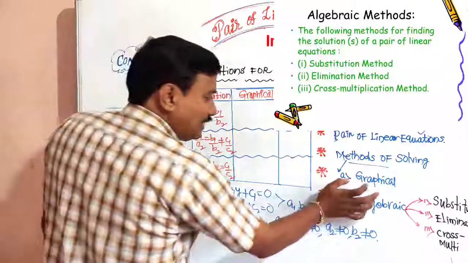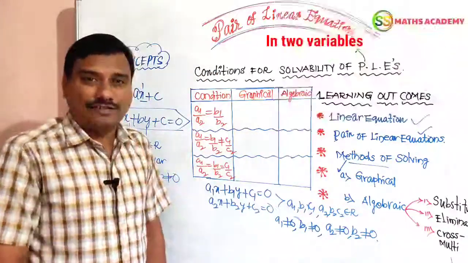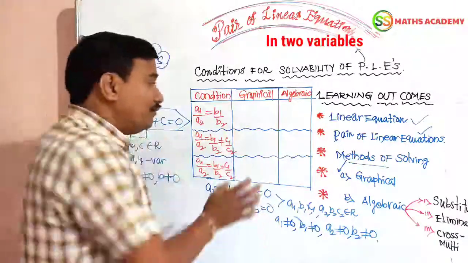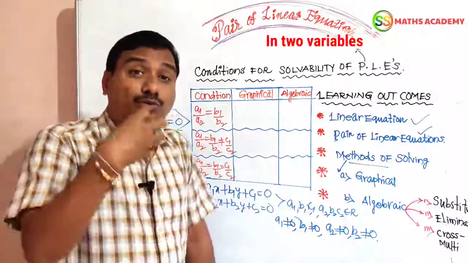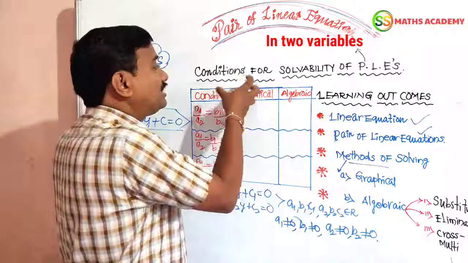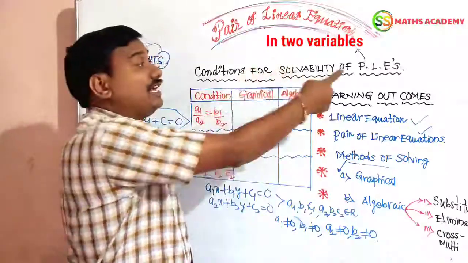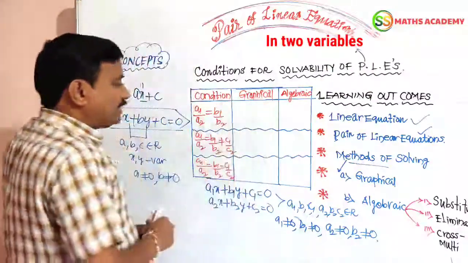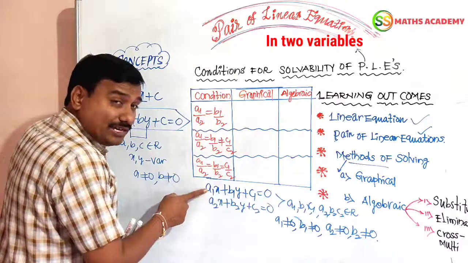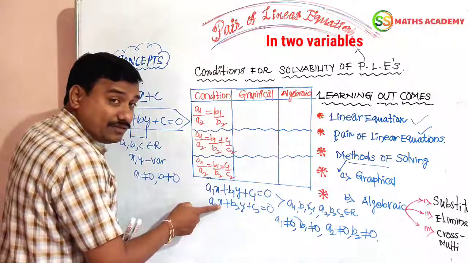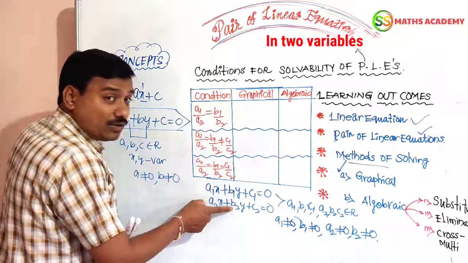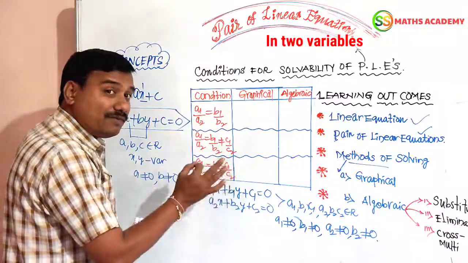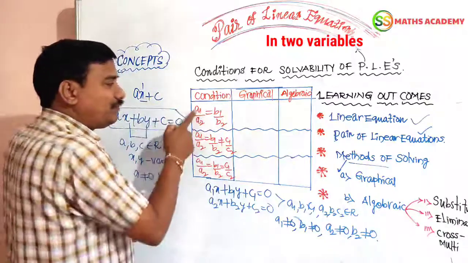Before that, friends, in graphical representation we have to solve the pair of linear equations. It is clear. Now, to solve the pair of linear equations graphically, we have to know the conditions for solvability for a pair of linear equations. What are the three conditions? Tell us, friends. You know a1 is the coefficient of x, a2 is the coefficient of x in the second equation. Here b1, b2 are the coefficients of y, and c1, c2 are the constants. These two are the general form of linear equations.